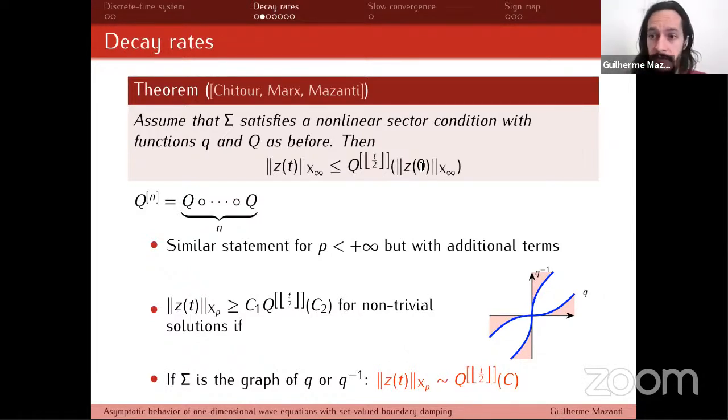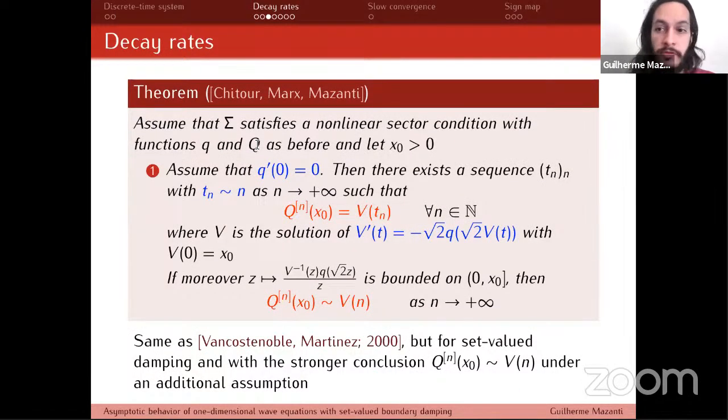And so with this result, studying the asymptotic behavior of our equation is essentially studying what happens when you compose these functions Q. It turns out that it depends a lot on the derivative of these at zero. So here we present three different cases: the one where the derivative of the small q at zero is zero, the one where it is a constant between zero and one, and the one where it is equal to one.